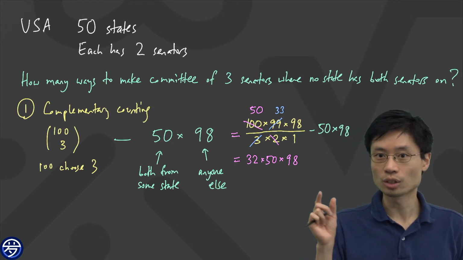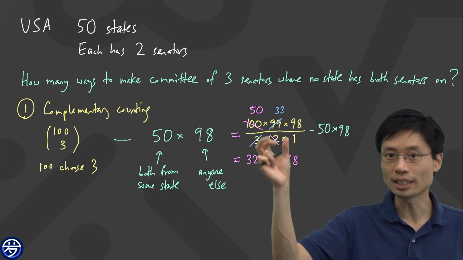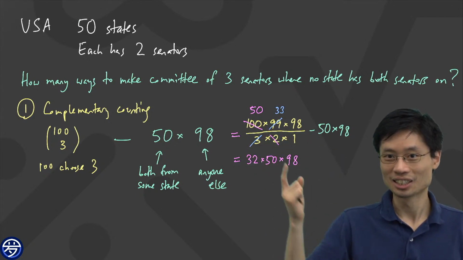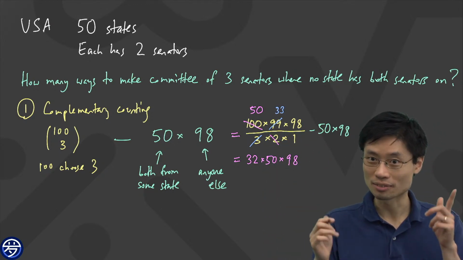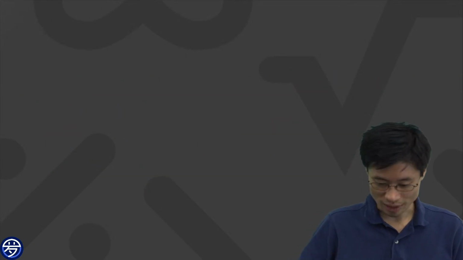The reason why I wrote 32 here is because I have 33 times 50 times 98 minus 1 of the 50 times 98s. So 33 minus 1 is 32, 50, 98. But now let's finish this up. I have the other way to do it. The other way to do it is just multiply.